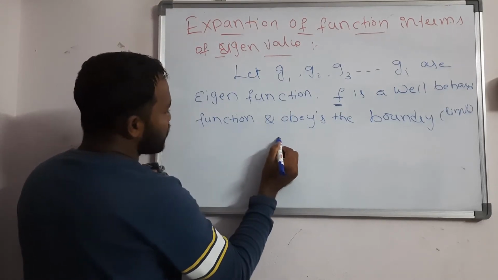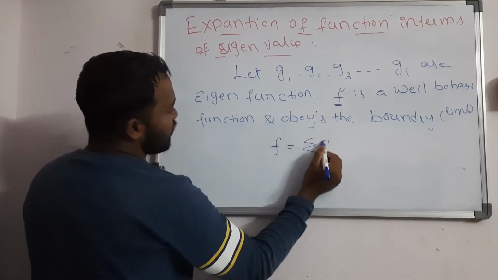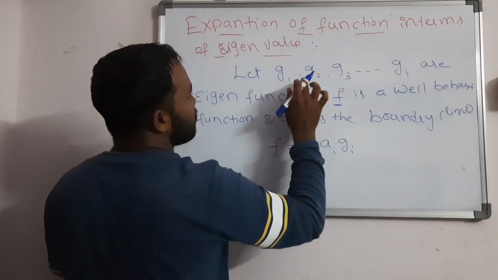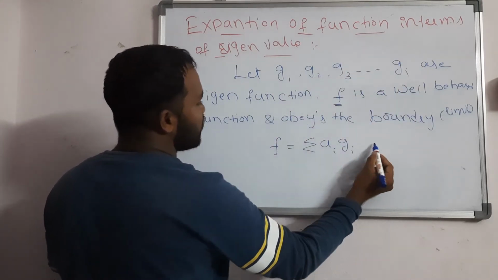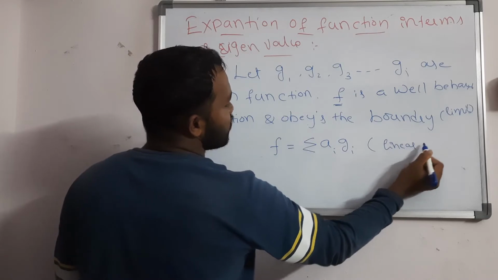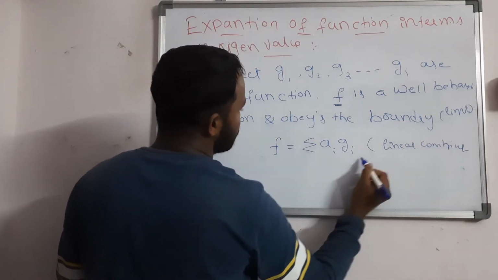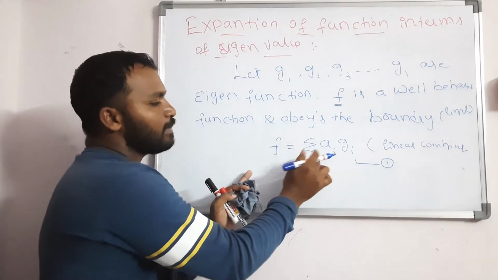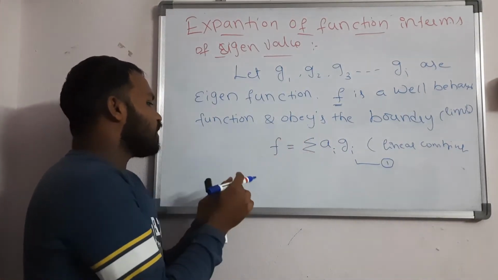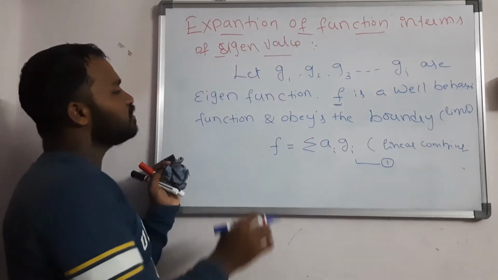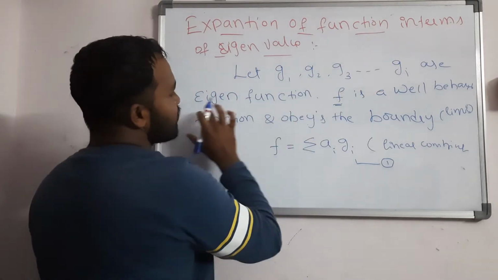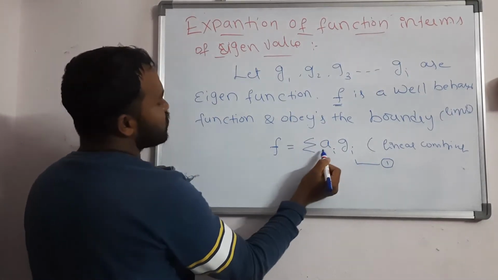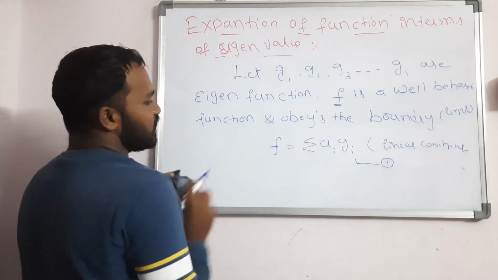So for this I am going to take f is equal to summation ai into gi. What does gi mean? Summation means g1 plus g2 plus g3 and so on, that is a linear combination. This is equation number 1. So let g1, g2, g3 so on gi be the eigenfunctions, f is a well behaved function and obeys the boundary conditions. So f is equal to summation of ai into gi. This is equation number 1.